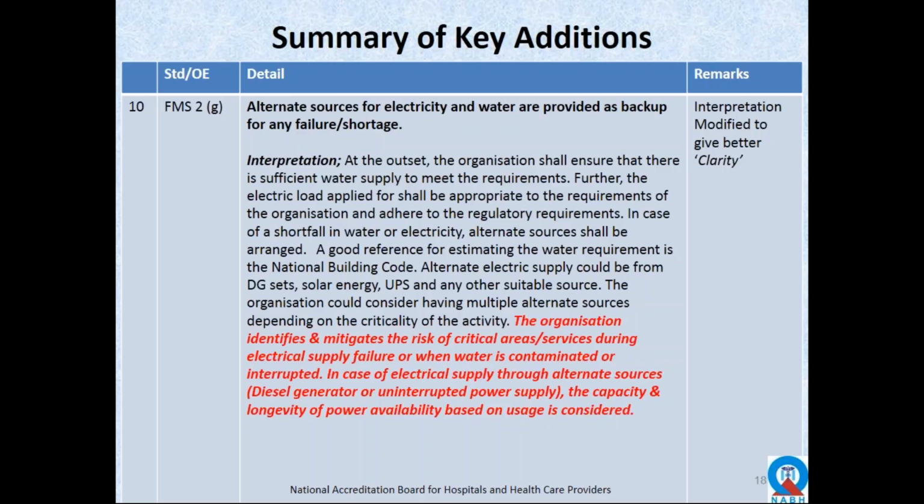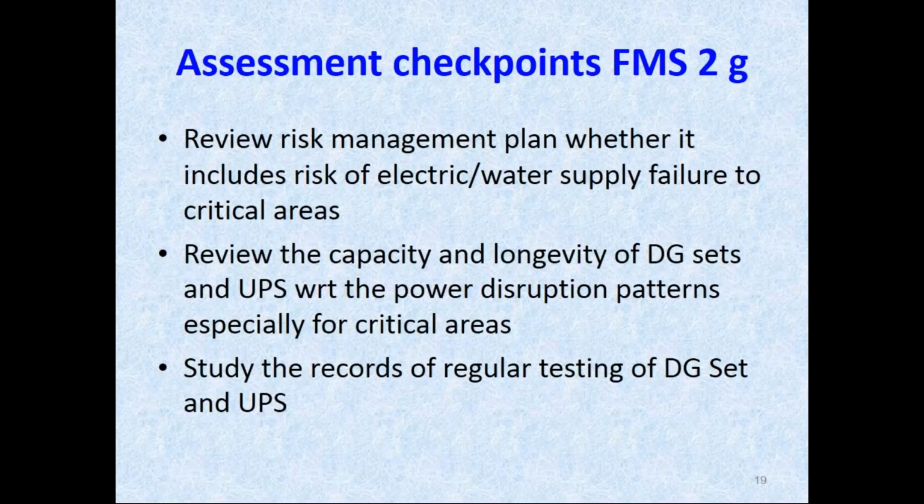For this particular objective element, assessment checkpoints could be: review the risk management plan, whether it includes the risk of electric or water supply failure to critical areas. Review the capacity and longevity of the DG sets and UPS with respect to the power disruption pattern. So compare the timings of the power disruption to the time for which the DG set and UPS can support power, especially in the critical areas, and also study the records of regular testing of DG set and UPS.